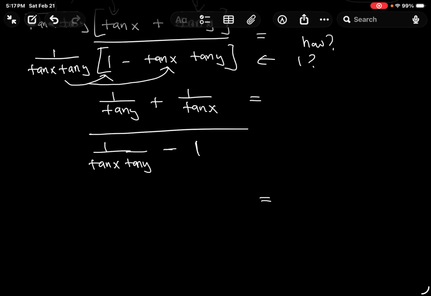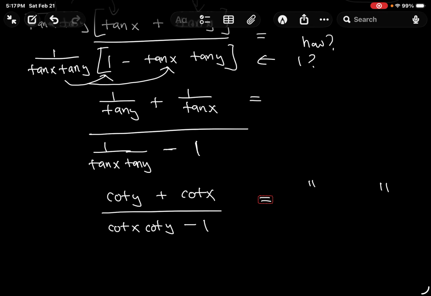1 over tan y is just cotangent y. And then 1 over tan x is cotangent x. Over here, I'm going to get 1 over tan x times 1 over tan y. Well, that's just cotan x cotan y. And then, of course, I have my minus 1.